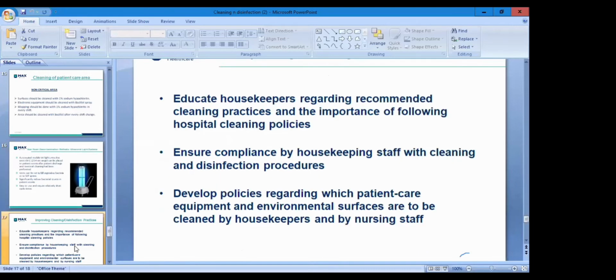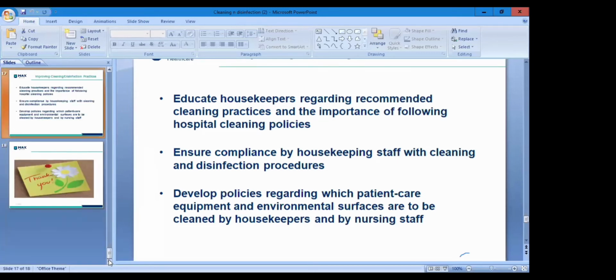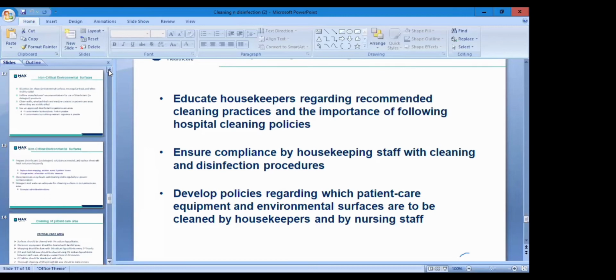So improving cleaning practices, what we should do is educate our housekeepers regarding recommended cleaning practices and the importance of following hospital cleaning policies. They ensure compliance by housekeeping staff with cleaning and disinfection procedures, and develop policies regarding which patient care equipment and environmental surfaces are to be cleaned by housekeepers or nursing staff. So this is what I have to say about cleaning and disinfection protocol.